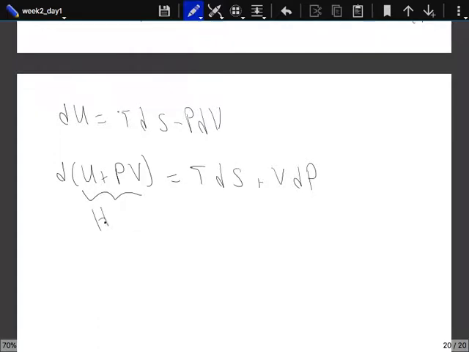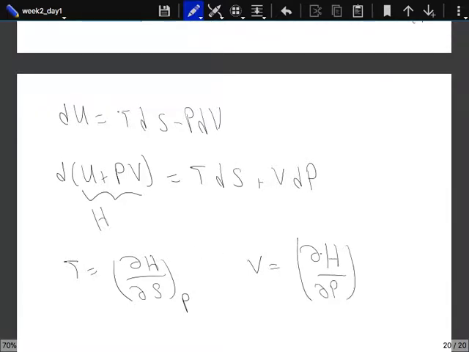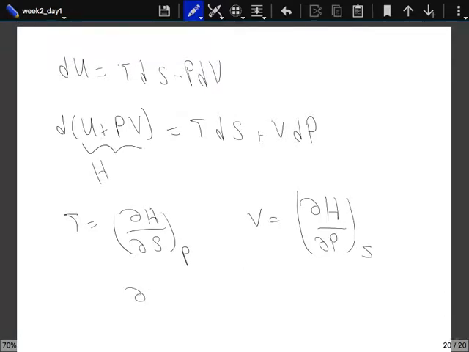is equal to TdS plus VdP. This is called the enthalpy. So what can we say? T is equal to dH over dS at constant pressure, and V is equal to dH over dP at constant entropy. Using these two, we can say that the derivative of temperature with respect to pressure at constant entropy should be equal to the derivative of volume with respect to entropy at constant pressure.